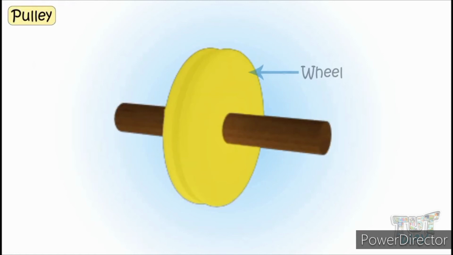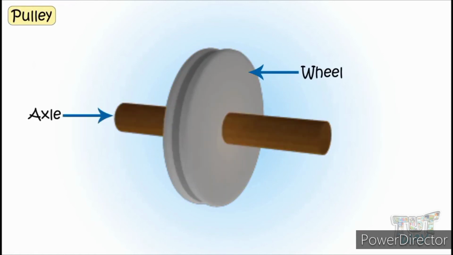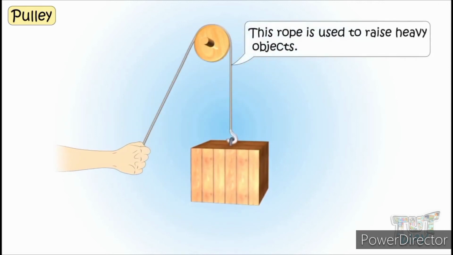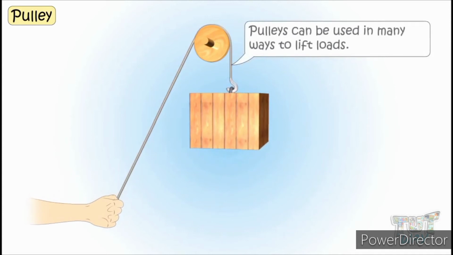A pulley is a wheel with an axle, where edges of the wheel are grooved, so that some rope can pass around this grooved edge of the wheel. And this rope is used to raise heavy objects. Pulleys can be used in many ways to lift loads.